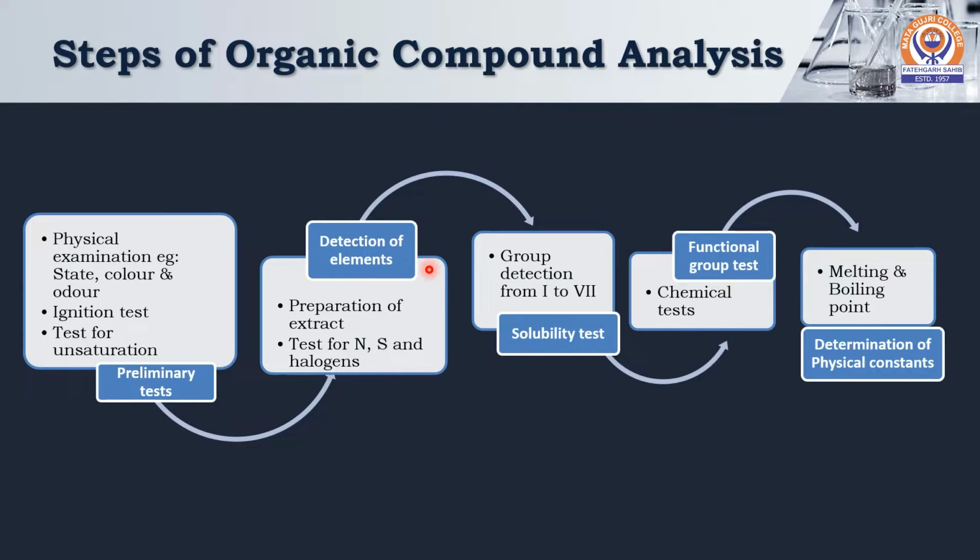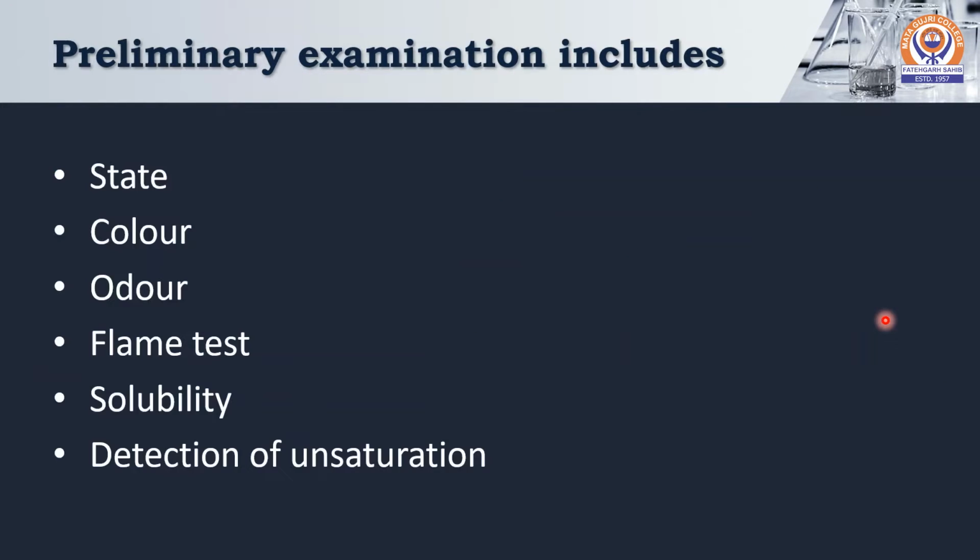For that we have to prepare the Lassaigne extract, we have to prepare sodium extract. We will do solubility test, and according to that we will group the organic compounds in 1 to 7. Next we will do functional group analysis, the sequence of tests we will perform to analyze which functional group is present. And the last, to confirm it, we will do melting and boiling point determination for confirmation of the organic compound.